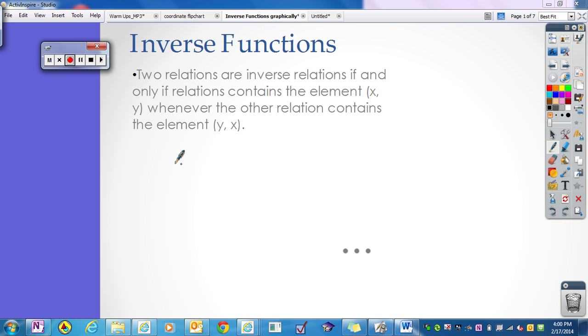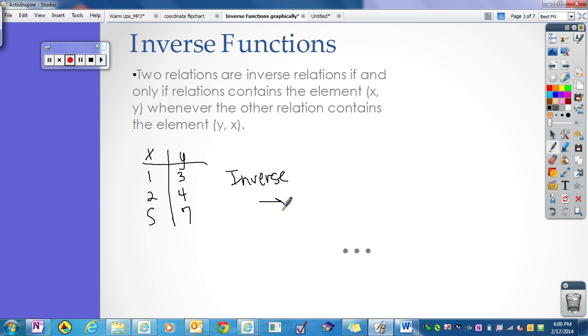If we were to look at two tables of points, let's say you had a table of points and your ordered pairs were (1, 3), (2, 4), (5, 7). To be an inverse, those would reverse. Since we went from (1, 3), it would switch to (3, 1). Then (2, 4) would switch to (4, 2), and (5, 7) would switch to (7, 5). So looking at a table, that's what it means to be an inverse function.